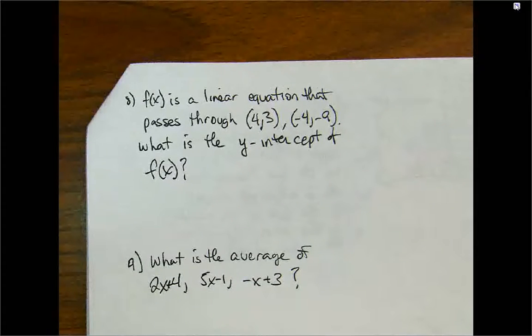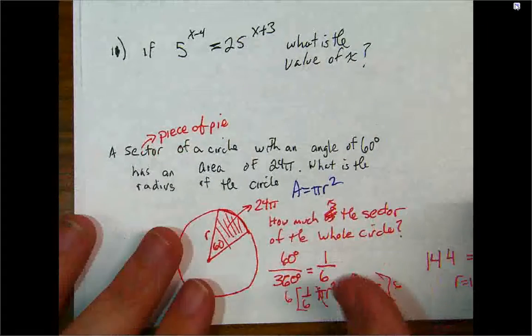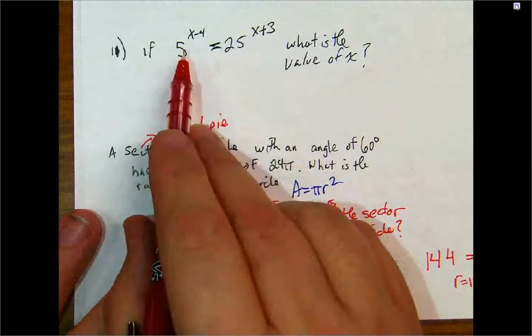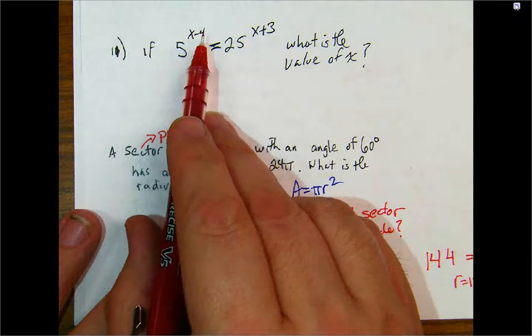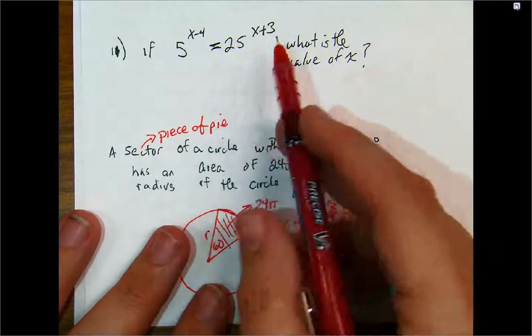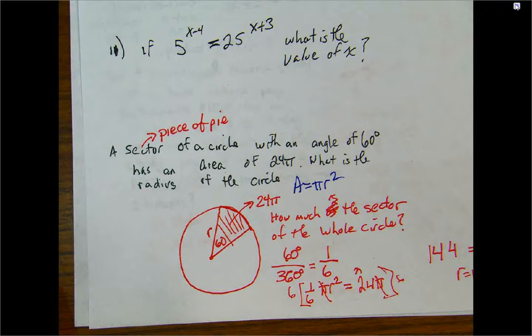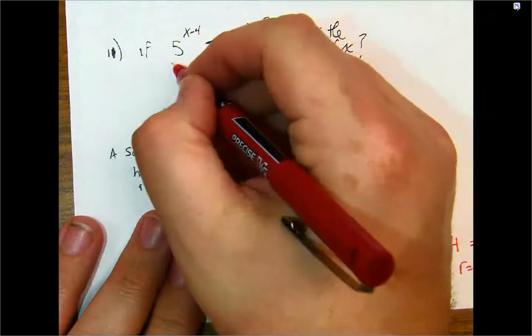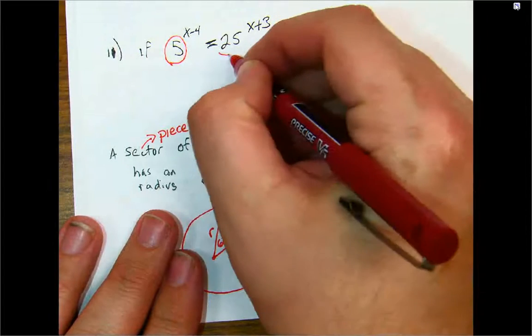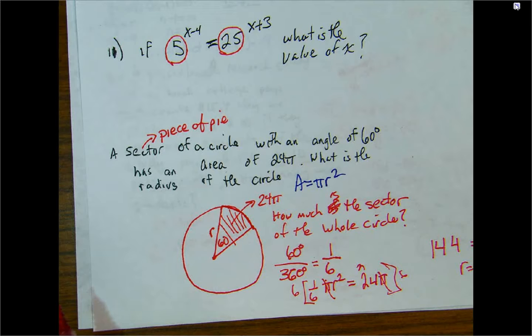This guy right here. If 5 to the x minus 4 is equal to 25 to the x plus 3, what do you think the key is here? Not in this case the exponents. It's the base. Is there a relationship between 5 and 25? What's the relationship? 25 is 5 what? 5 squared.